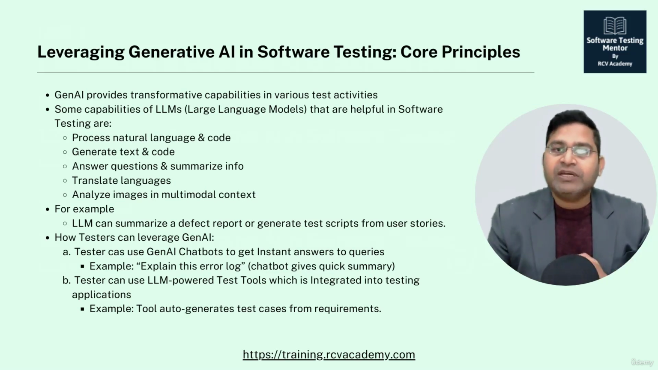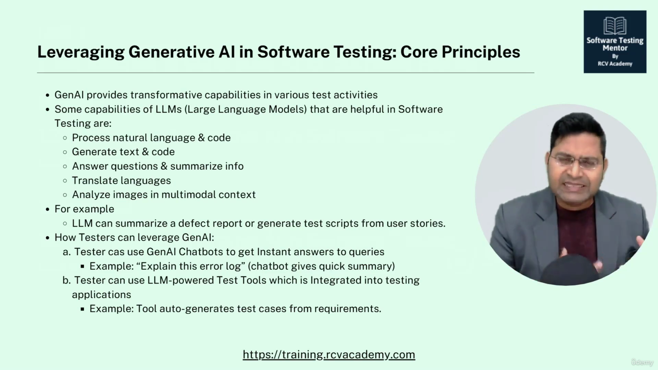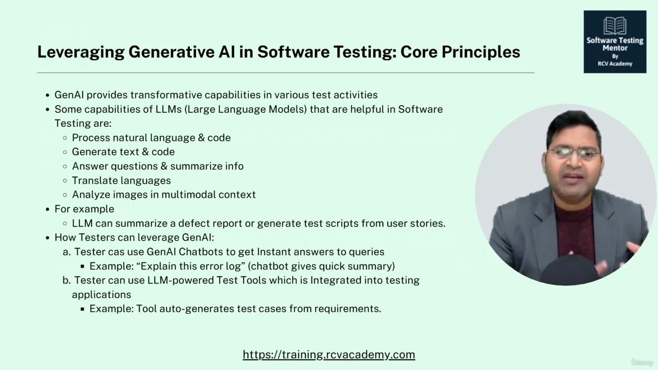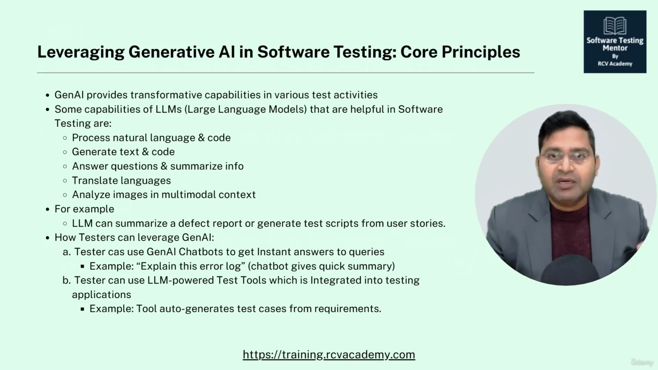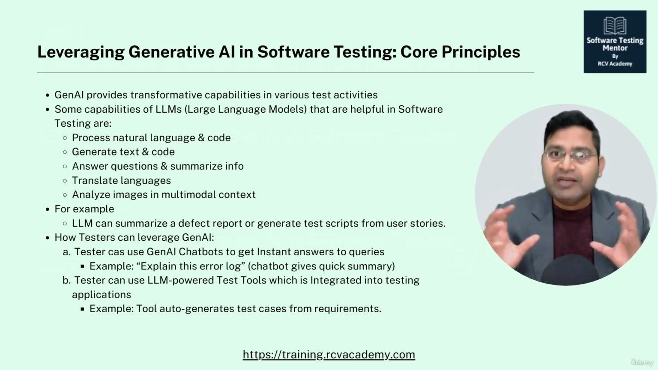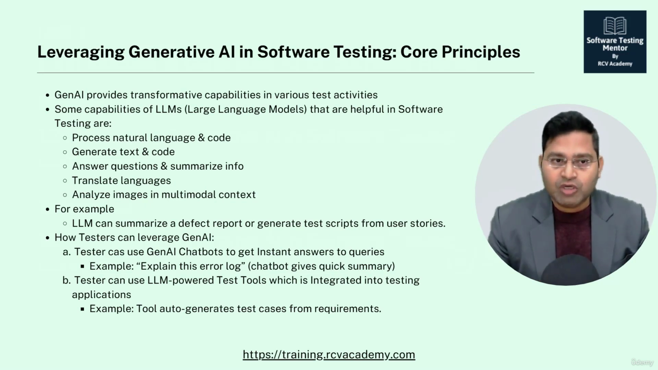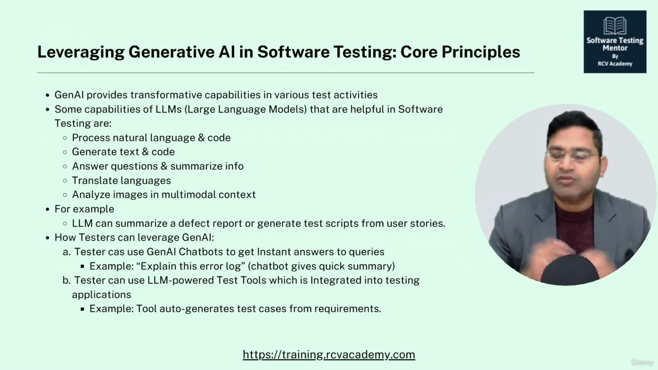Now, some of the capabilities of large language models that are helpful in software testing are processing natural language and code, generating text and code, answering questions, summarizing info, suggesting the test cases, test plan, translating languages. For example, you want to test the language translation capability. You can leverage the Gen AI model in that case, analyzing the images in multimodal context. So a lot of scenarios are available wherein you can use the power of Gen AI in software testing.